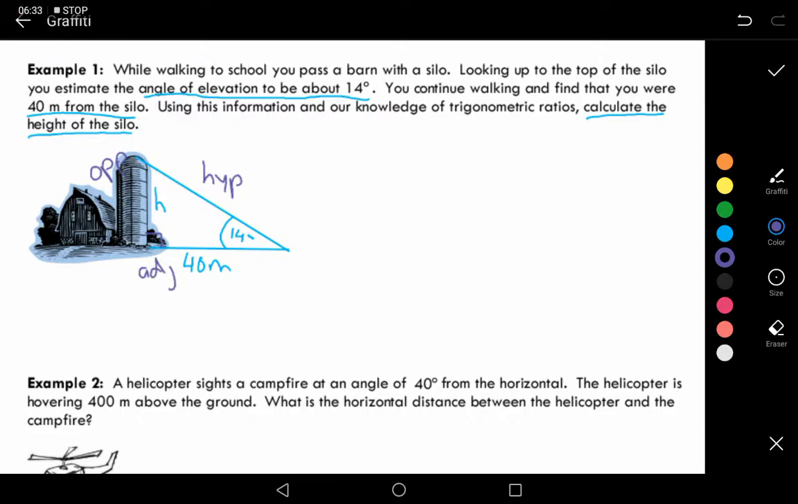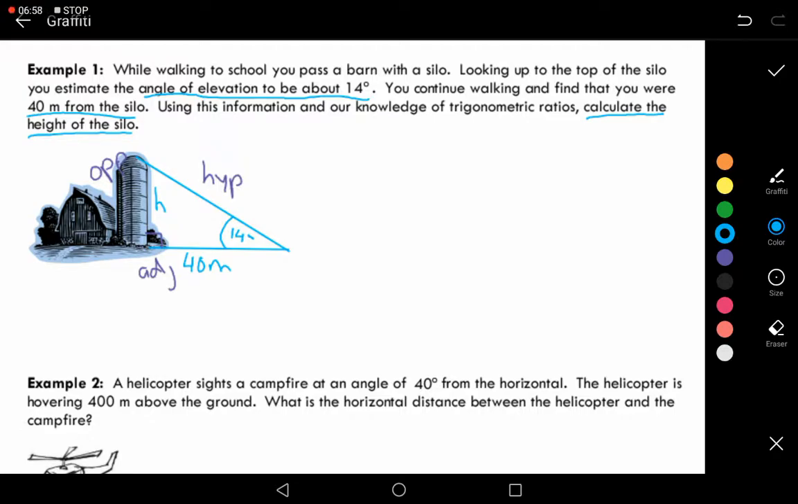Okay, so we've labeled. Our next step is to write an equation using trigonometric ratios. So we need to figure out what ratio we're going to use here. We know that we need to find a side length, which means we need to use the angle we're given, the side length we're given, and the value we're trying to come up with.